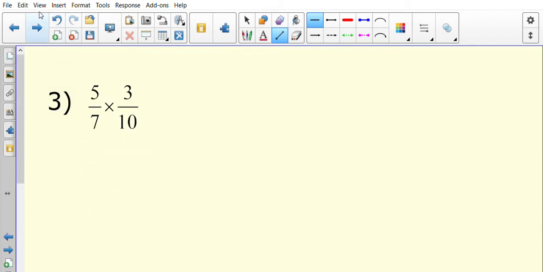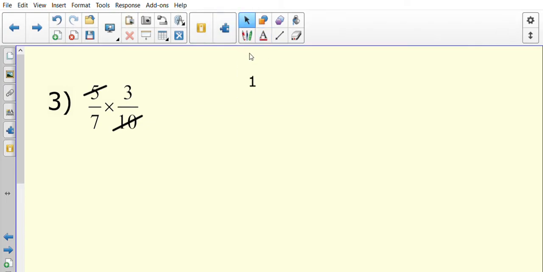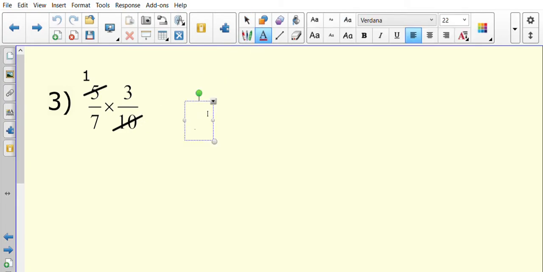Here's another example which is slightly similar in the sense that you're going to be using the same strategy. You can divide diagonally here. 5 and 10 both have 5 as a common factor. So 5 and 10 are both divisible by 5. 5 divided by 5 is 1. 10 divided by 5 is 2.